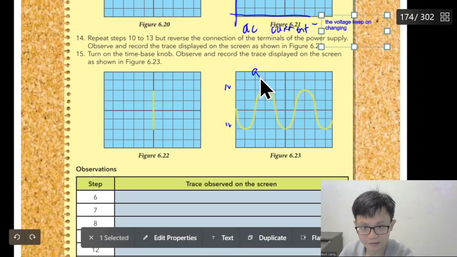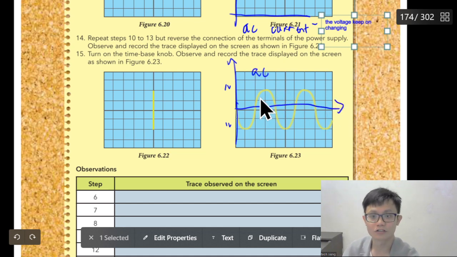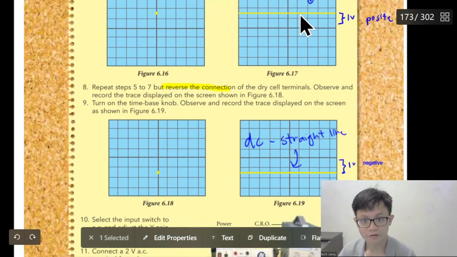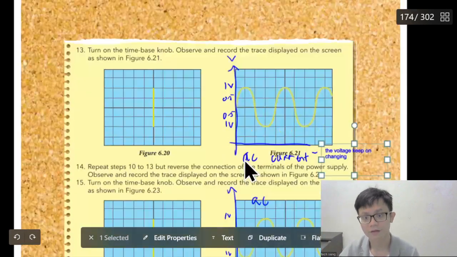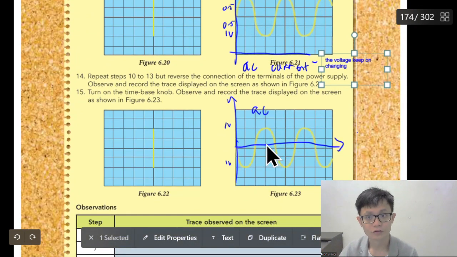I drew the graph wrongly. It's supposed to be like this. Something like that. So it's supposed to be AC because the voltage keeps on changing. This one goes in front, this one goes behind. This one at top bottom showing the current has been reversed. This one also the same thing. One starts from top to bottom, bottom to top, showing that the current is changing.